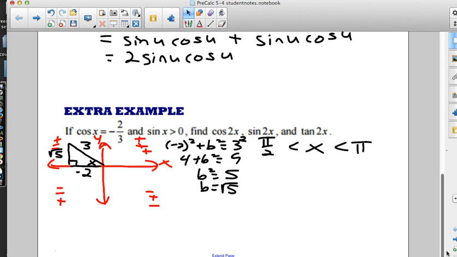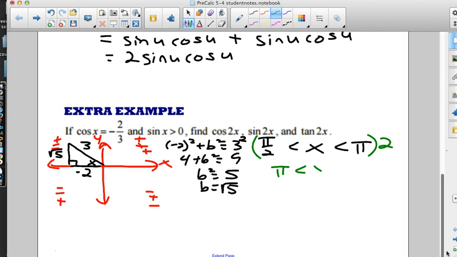So what I need to do is multiply this by 2 to see where that angle will be when it lands. So let's see. 2 times pi over 2 would give me pi less than 2x less than 2 pi. Oh, well, that wasn't real helpful. Of course it's going to land down here somewhere. I just want to know where. But at least it gives us the general somewhere down here.